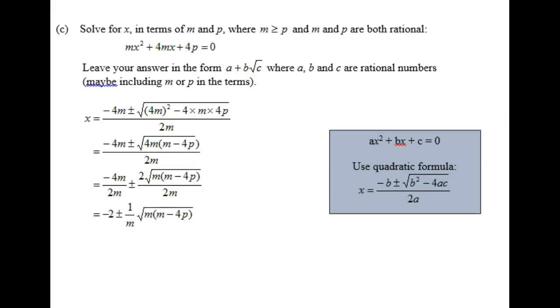We need to look at that question we've got, mx squared plus 4mx plus 4p equals 0, as a quadratic. So in the little grey box there, I've got ax squared plus bx plus c. The a for the question is the letter m. The b part of it is 4m, and the c is the 4p. So substituting into the quadratic formula and simplifying down, we hopefully end up with negative 2 plus or minus 1 over m root m minus 4p.